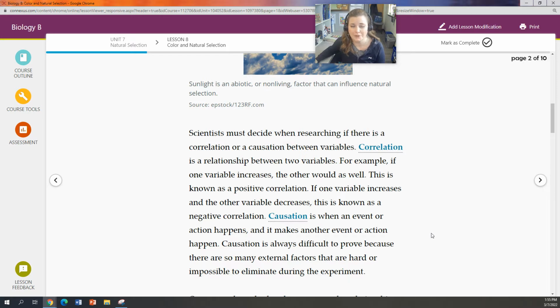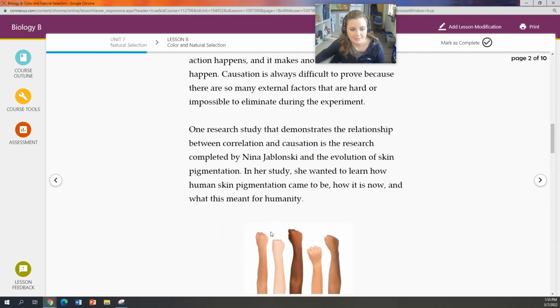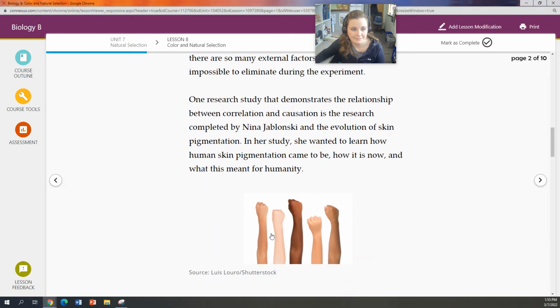That's kind of a weird example, but it's true that just because you see correlation does not mean causation is happening. That being said, it talks a bit about a scientist, I'm assuming, Nina Jablonski here. She studied the evolution of skin pigmentation in human beings.